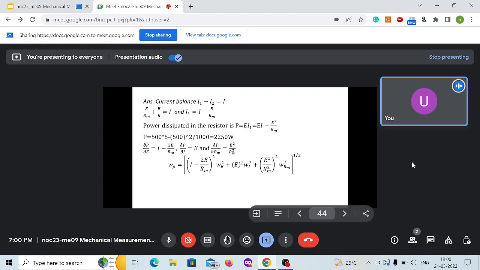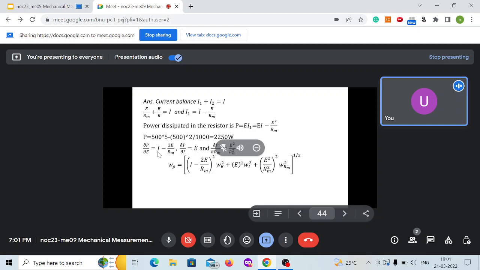So ∂P/∂E: you see the relation has three variables: voltage, current, and RM, the internal impedance for the voltmeter. So I have three variables. We differentiate with respect to each: ∂P/∂E gives you I minus 2E/RM, then ∂P/∂I gives you E, and then ∂P/∂RM gives E²/RM². So we have the three partial derivatives of the function with respect to the variables.